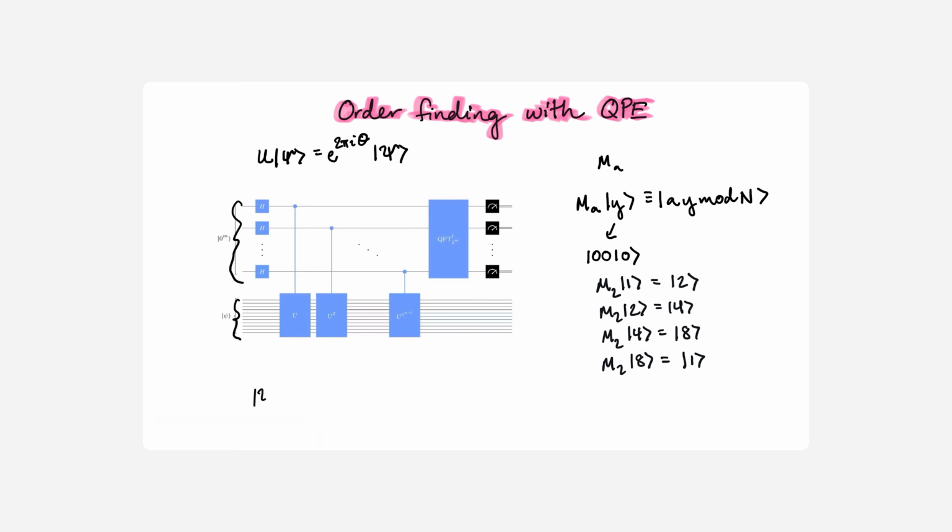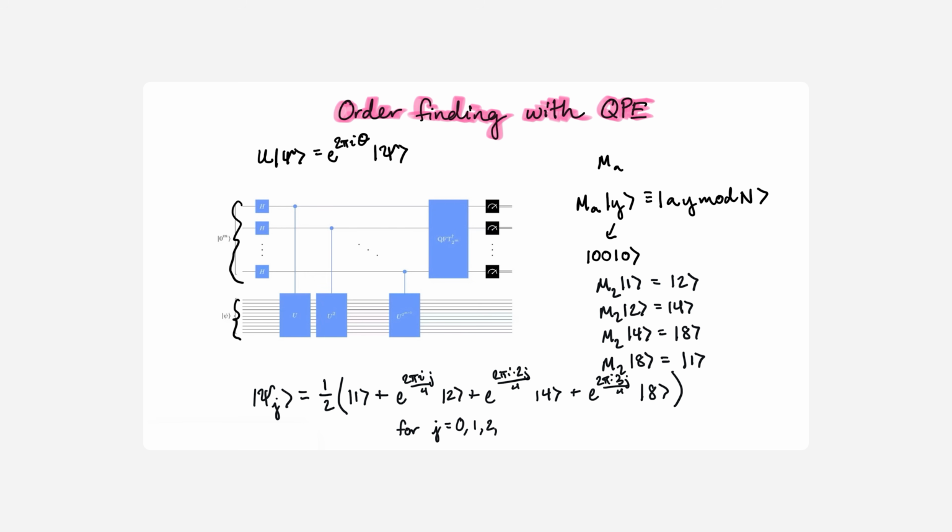It turns out that superpositions of these 4 states, weighted by complex phases of this form, are eigenstates of M sub 2. If we could prepare one of these states, QPE would give us its eigenvalue e to the 2 pi i j over 4, from which we could read off j over 4 and determine r equals 4 directly. But here's the catch. Preparing any one of these eigenstates requires knowing r. It might seem like we're stuck. We need to know what r is in order to find r.